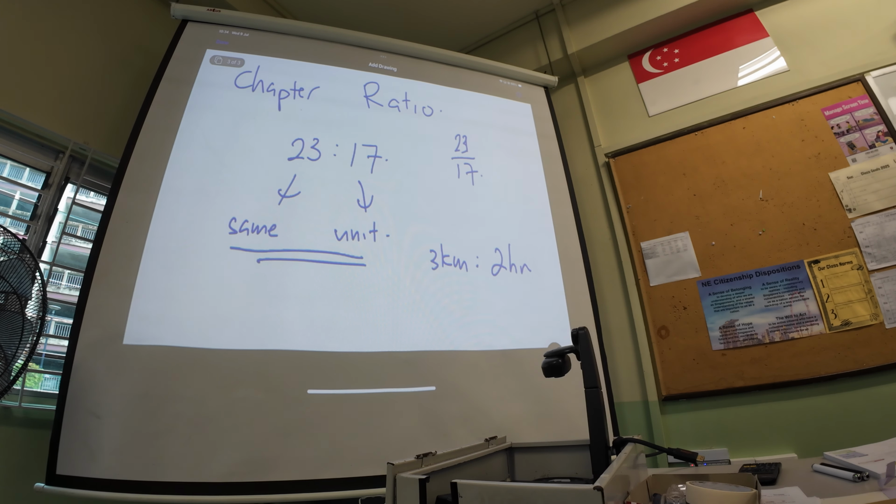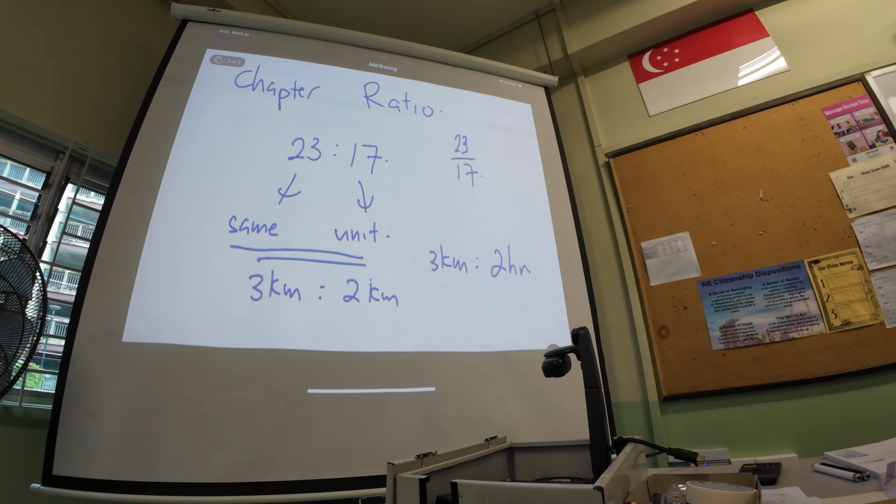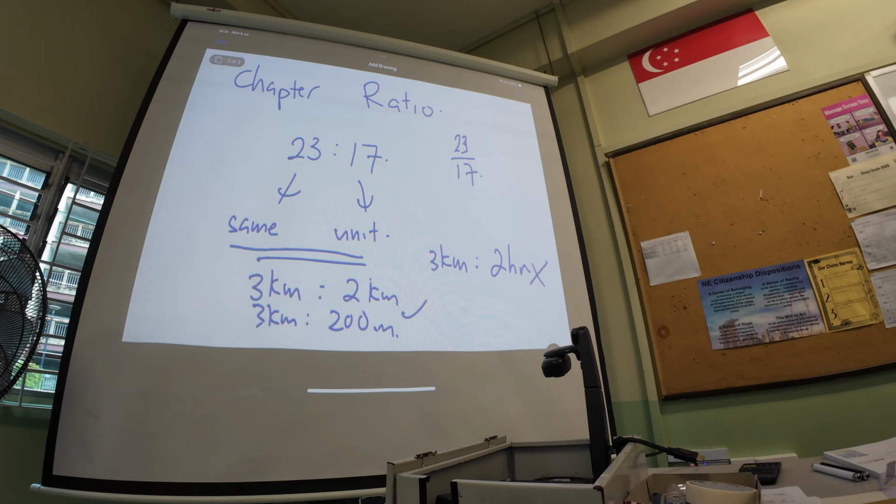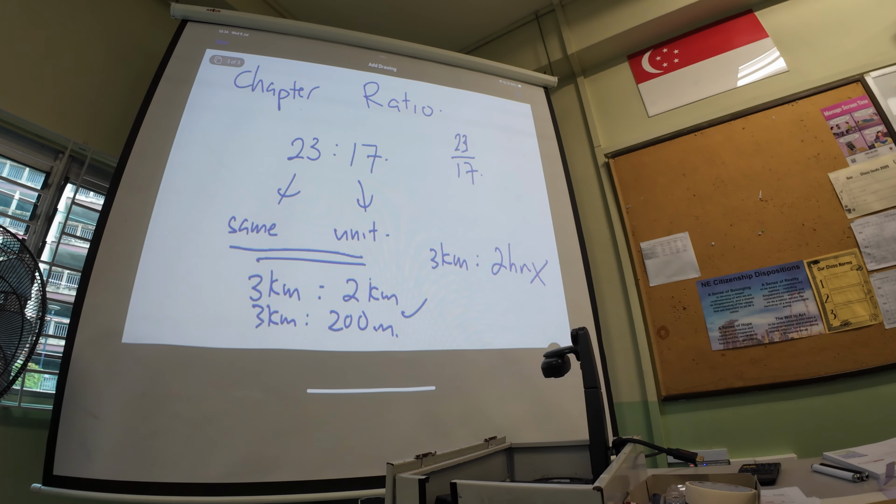Anything in the ratio means it can cancel one. 3 kilometers is to 2 kilometers, then can. 3 kilometers to 2 hours, cannot. 3 kilometers to 200 meters, can or cannot? Okay, someone says can. Anyone says cannot? Aska says cannot.